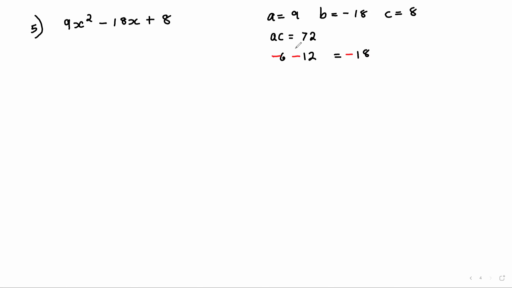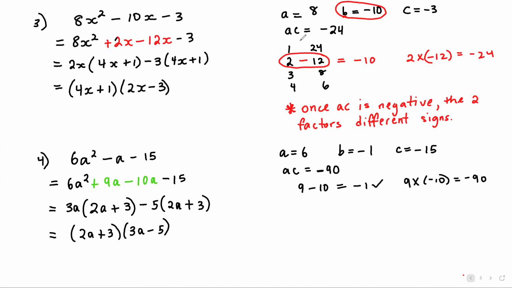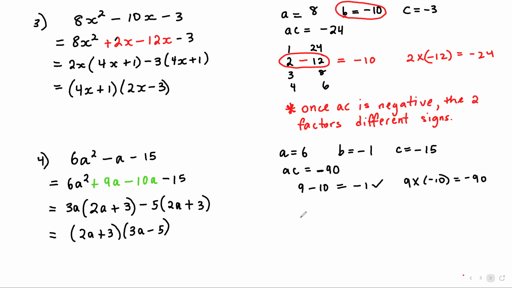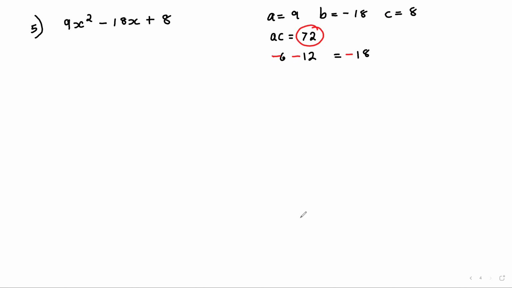Remember, Zara, once AC is positive, the two factors are either both going to be positive or both going to be negative. So here, this one is going to be minus 6 and minus 12, right? So we write in the expression, it would be 9x squared minus 6x minus 12x plus 8.